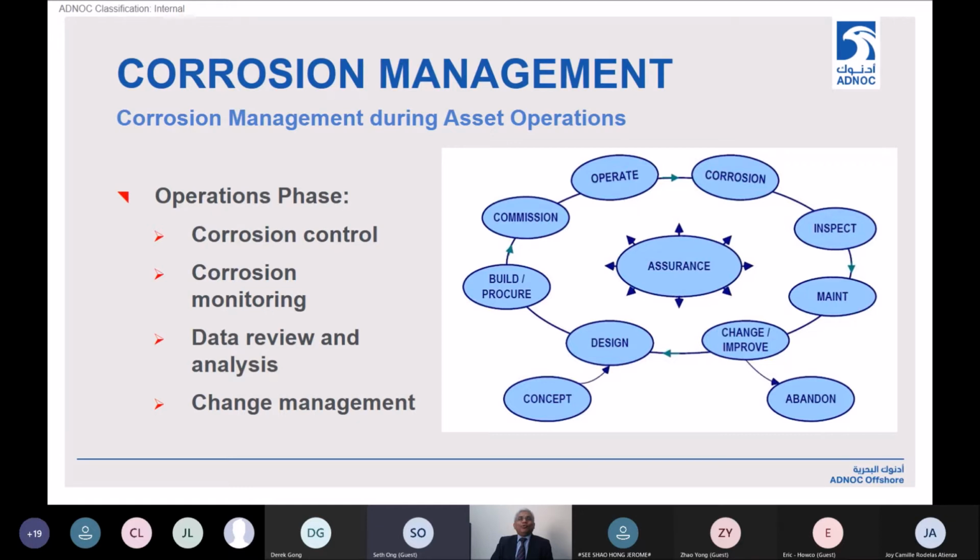Just would like to touch upon this life cycle. As you see here: concept, design, build, commission. These are the development phase. The development phase is from concept to commissioning. The operating phase in this diagram is from the operate to the change, improve, and abandon phase. So at the abandon phase, obviously, you get rid of an asset safely. Assurance of integrity and corrosion occurs across all these parts of the asset life cycle.